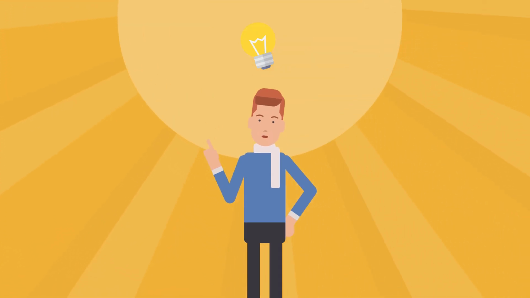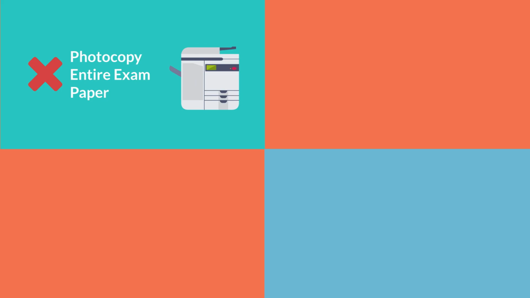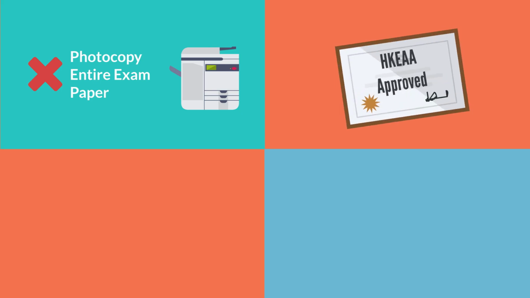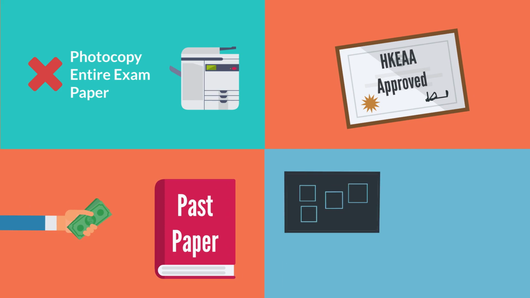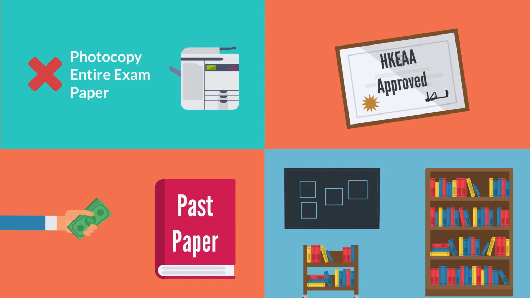I see. Is there any way I can avoid infringing copyright then? Of course, there are many options. You can photocopy a reasonable portion of the exam paper, but not the entire paper. If you really want to photocopy the entire one, you can apply for a license from the HKEAA. Or you can go and buy hard copies from bookstores. Finally, if you wish to save money, you can simply borrow the paper from the library and read it.